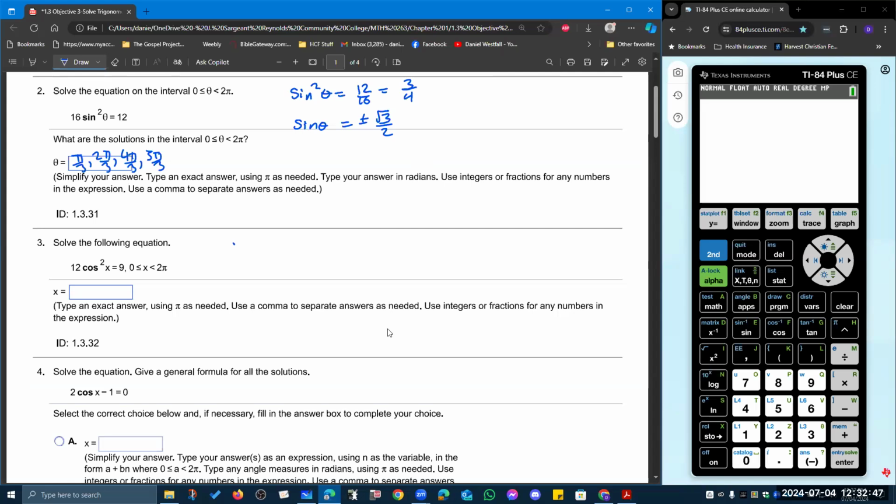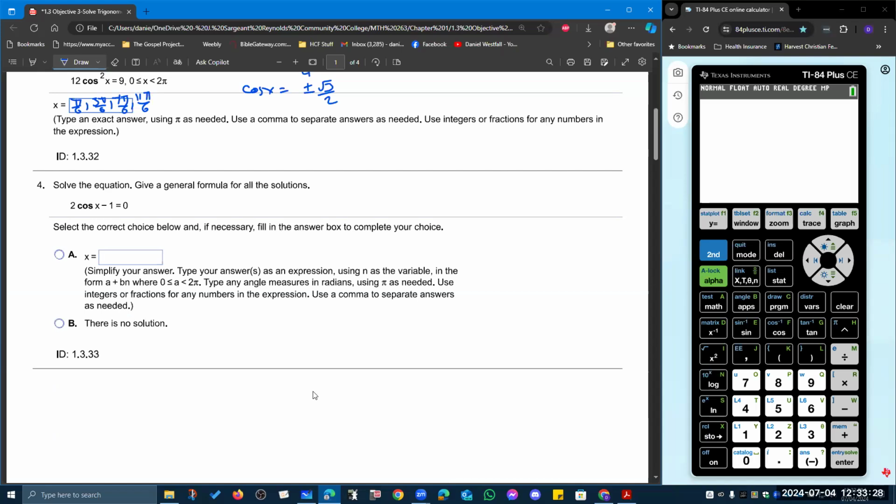Now cosine squared x is equal to 3 over 4. So cosine x now is equal to plus or minus root 3 over 2. And we are again between 0 and 2 pi. This time it's going to be the reference angle will be pi over 6. So it's pi over 6, 5 pi over 6, 7 pi over 6, and 11 pi over 6.